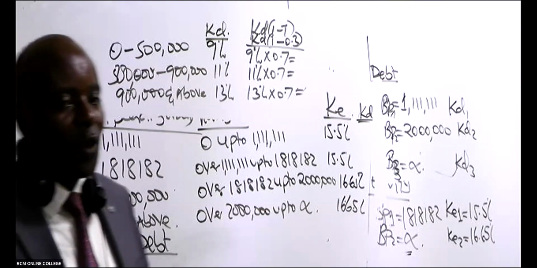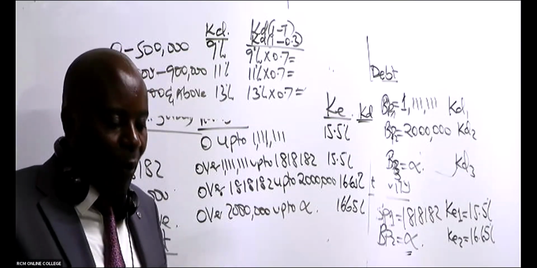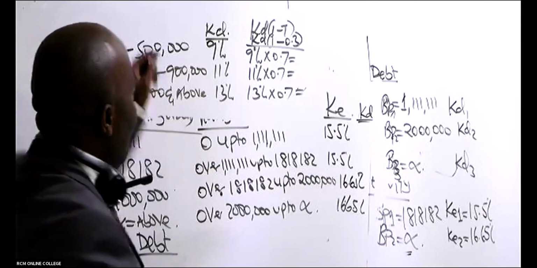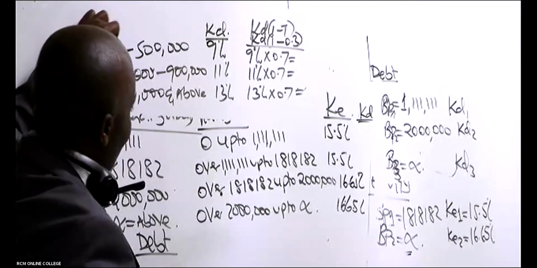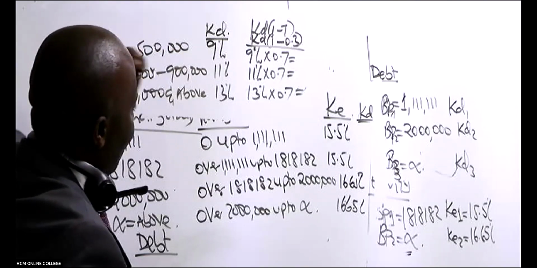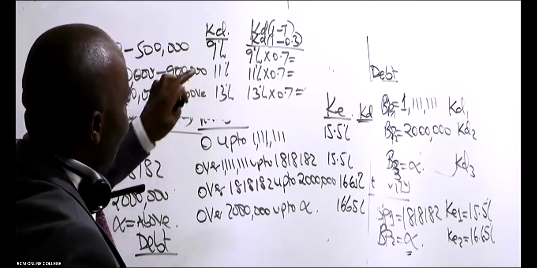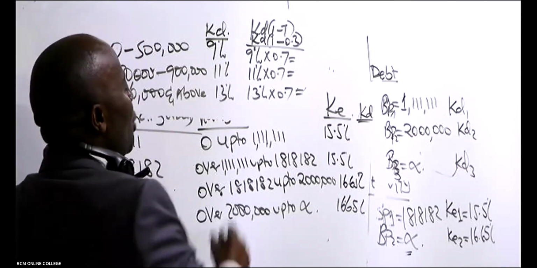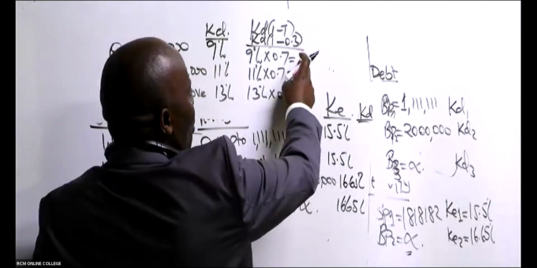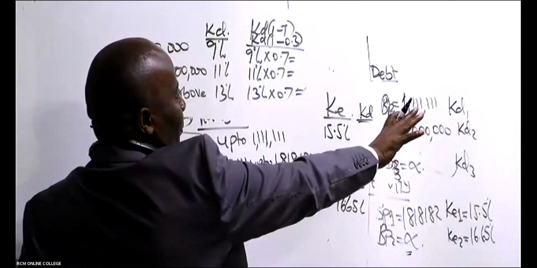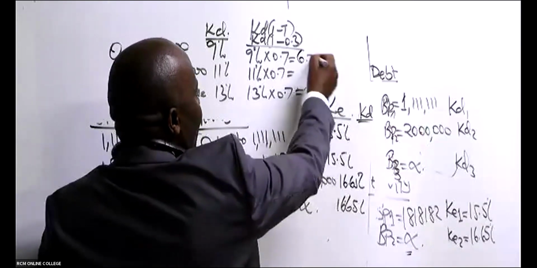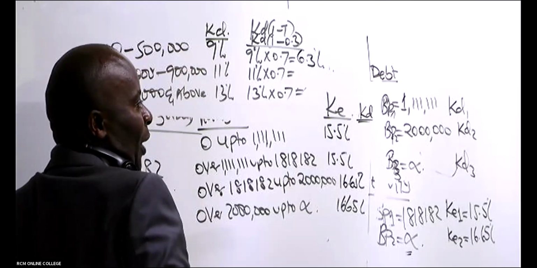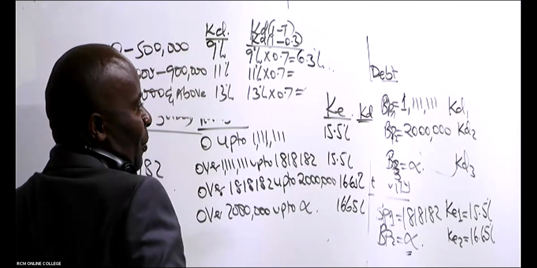Because remember, interest is normally tax allowable. So remember, this is given on your paper, right? 0 to 500,000 debt, 9%. 500,000 to 900,000, 11%. The only thing that we need to do is to take away tax. The first one I'm being given 6.3%.